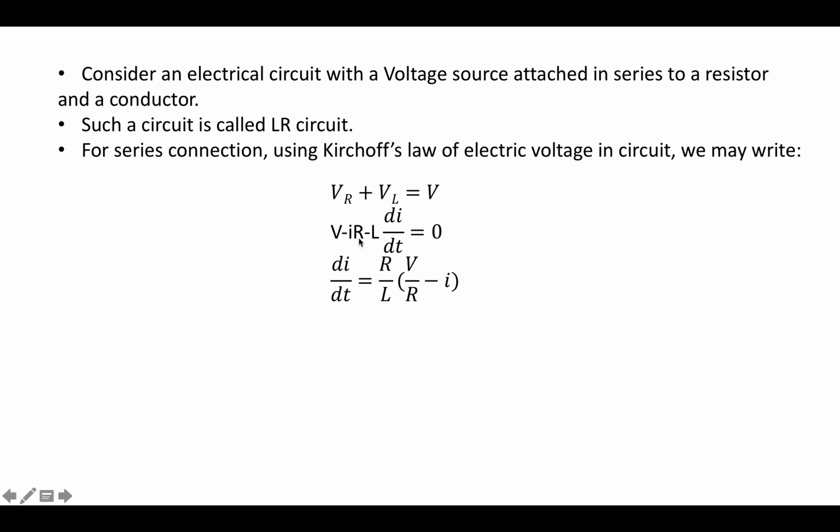On rewriting this equation, we have V minus VR is I into R, and VL is L di by dt. This is the rewritten form of the first equation, and we simplify it further by writing it as di by dt is equal to R by L in bracket V by R minus I. So this is a differential equation in which I is a dependent variable and t is an independent variable. This is a first order differential equation which we have to solve using the RK method.